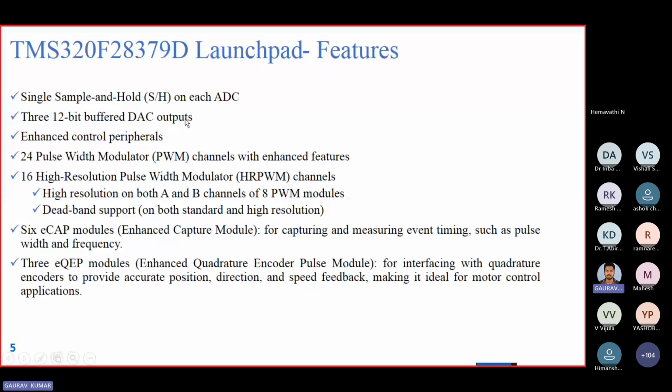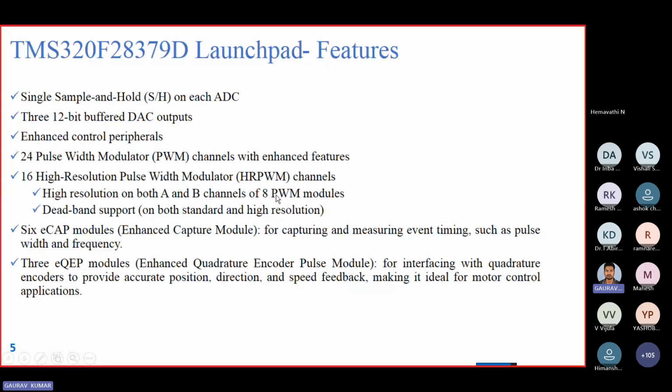In the enhanced control peripherals, we have 24 PWM module channels, of which 16 are high resolution. This means we can finely tune the duty cycle, finely tune the frequency, and all these things. And these are the high resolution channels. A and B both are present on 8 PWM modules.